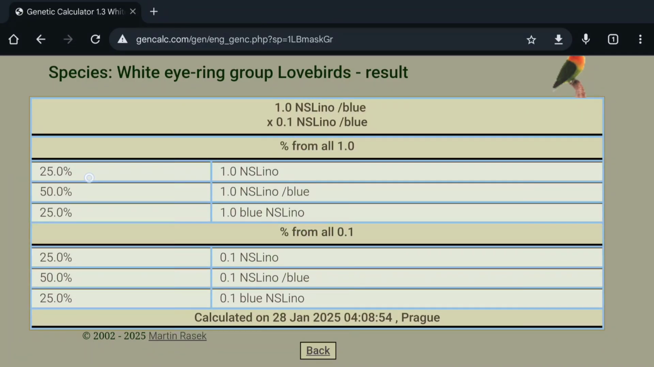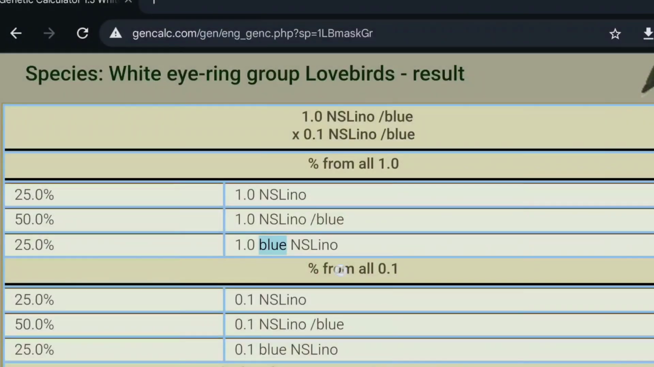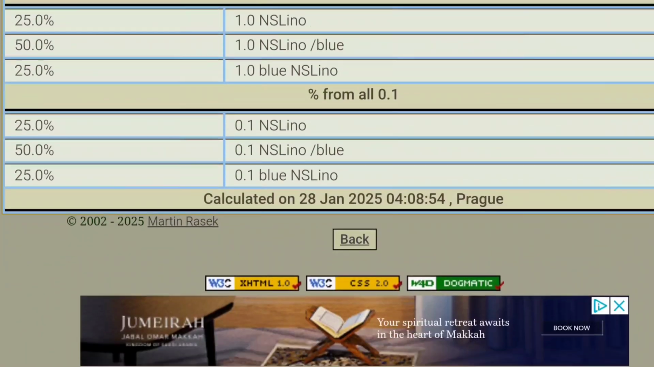As you can see, you will be getting 25% Lutino Fishers here, which is NSL ino. Then you will be getting 50% babies which will be Lutino Fisher visually, but they'll be carrying the genes for blue. And then you'll be getting 25% which will be your albinos. Then for the female babies as well, the same thing follows. You'll be getting 25% NSL ino, 50% NSL ino, which is Lutino Fisher split for blue. Then you'll be getting albinos. So this is how the genetic calculator works.